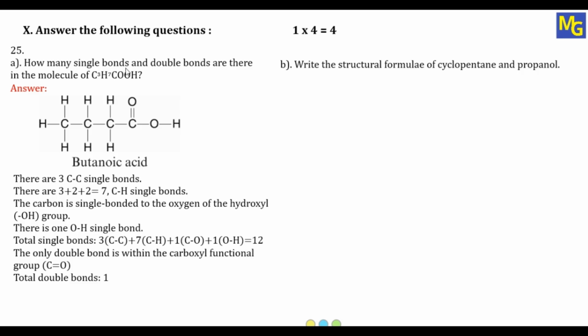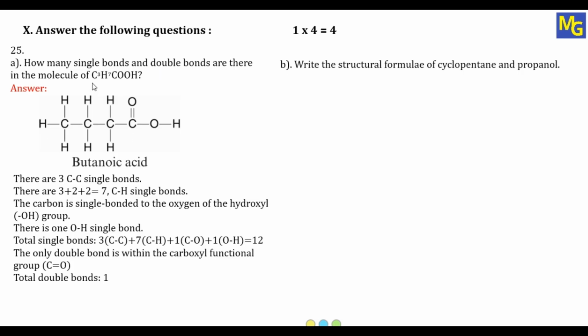How many single bonds and double bonds are there in the molecule C3H7COOH? So we have to count the double bonds and single bonds. So CH3COOH, it is a carboxylic acid. First we will write the molecular formula by splitting the whole compound.